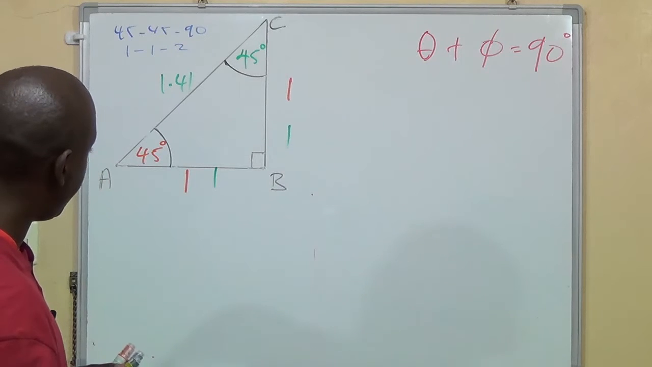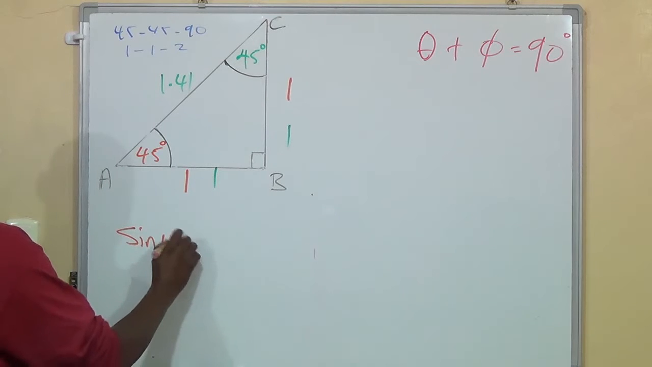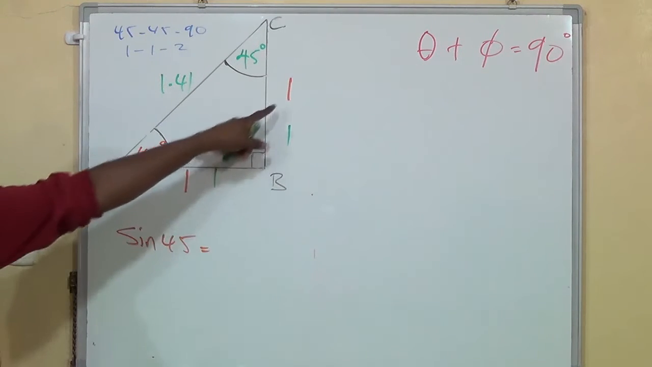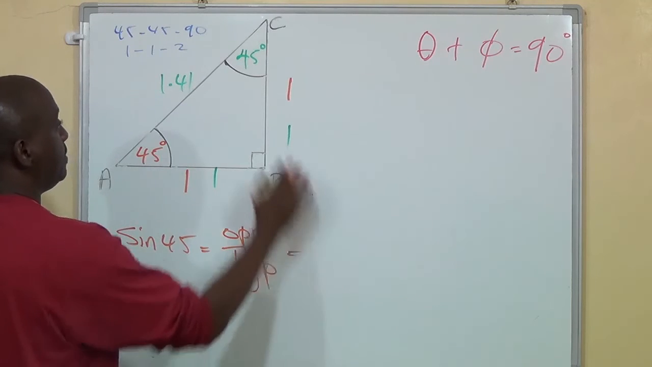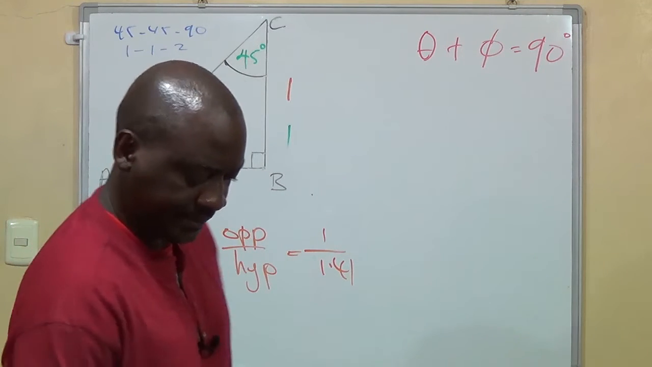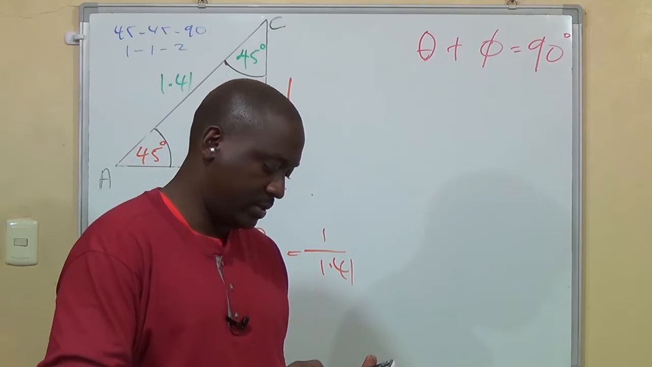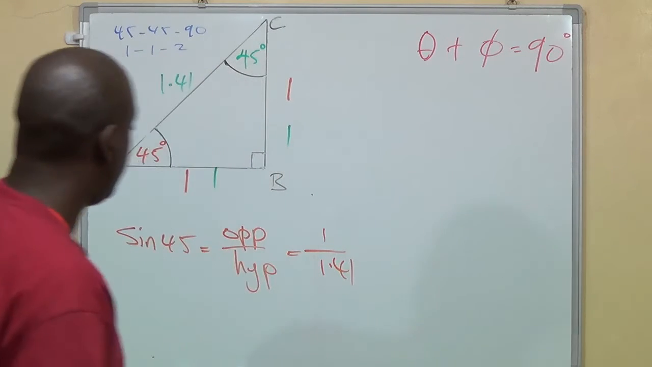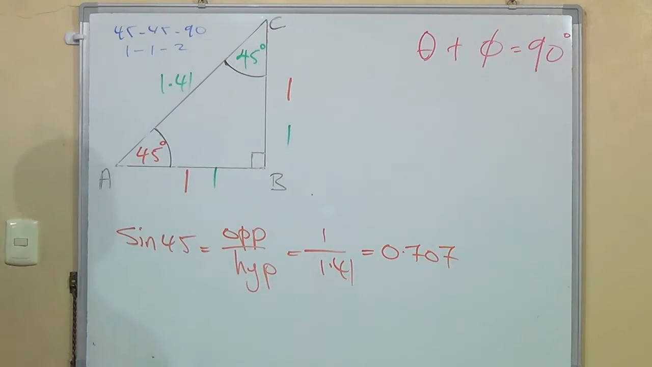You could derive that the sine of 45, good, the sine of 45, let me go with this 45 here, is equal to opposite over hypotenuse, right? Which should be equal to 1 over 1.41. 1 over root 2 is how much again? 1 divided by root 2 is equal to 0.707. Yes. So to 3 significant figures, it will be 0.707.